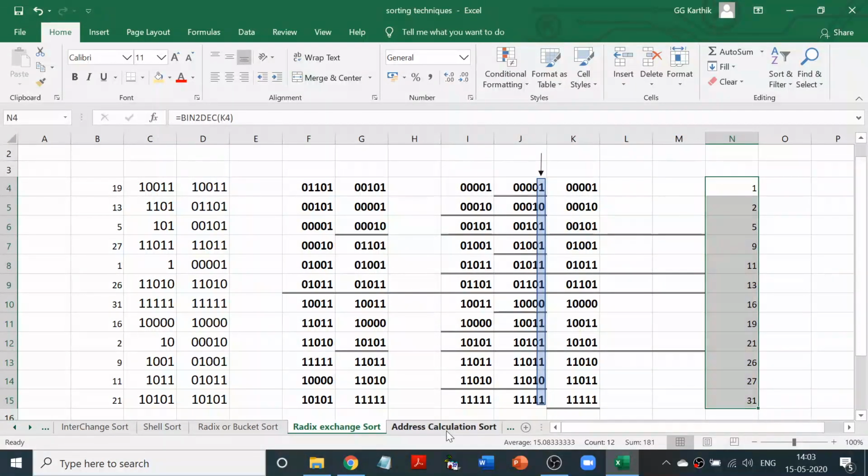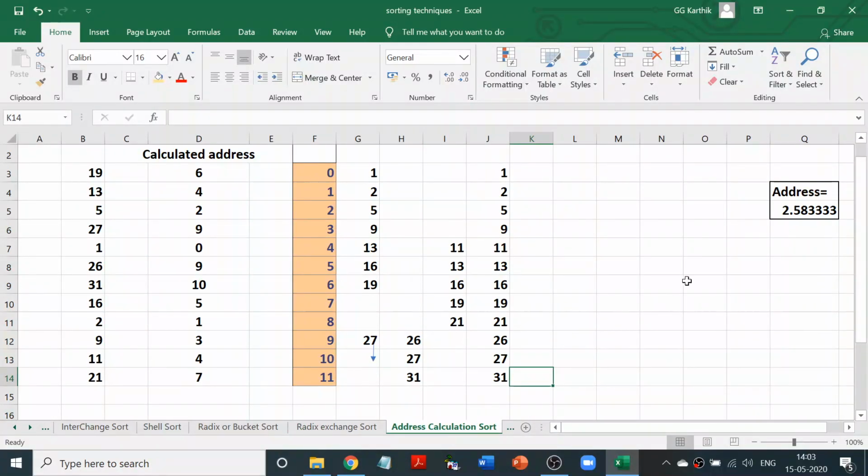The last one is the address calculation sort. So this is what we saw. We took the numbers, calculated the address and put them in that particular address location, and then you get the sorted order.